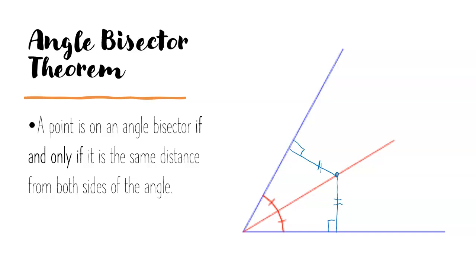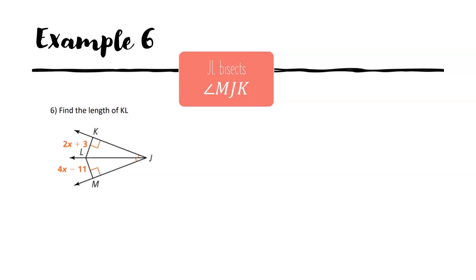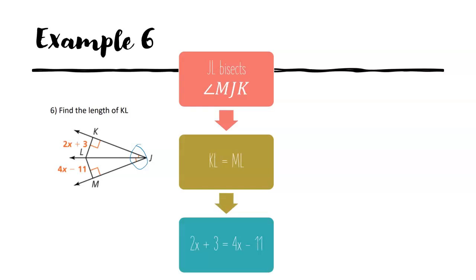It's a biconditional statement. Okay, so number 6, I'm going to try to find the length of KL. My first thought is, because the angles are marked, I noticed that JL bisects angle MJK. And since I know that that's the bisector, I know that KL has to be equal to ML, because L is the same distance away from the two sides. And so I know that 2x plus 3 has to equal 4x minus 11. So I'm going to use that to algebraically find what x is.